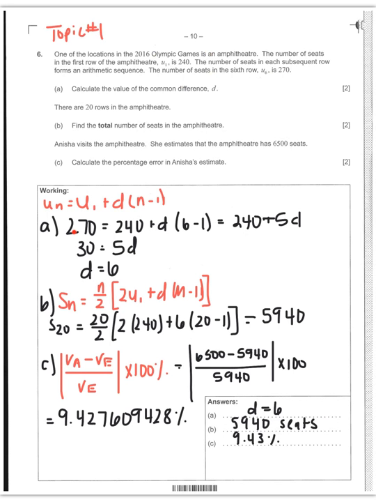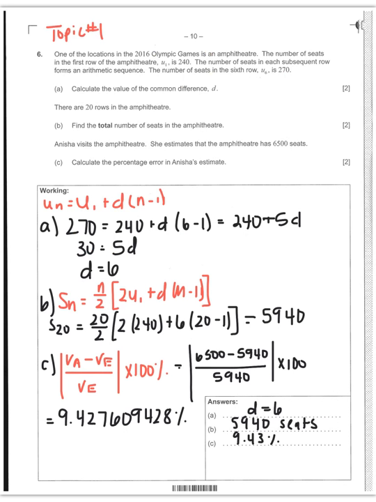So I plugged in 270 for u sub 6 and n to be 6. And they tell us that the first row has 240 seats. And then I use this to solve that our common difference is equal to 6. They then tell us that there are 20 rows in the amphitheater and we want to find the total.